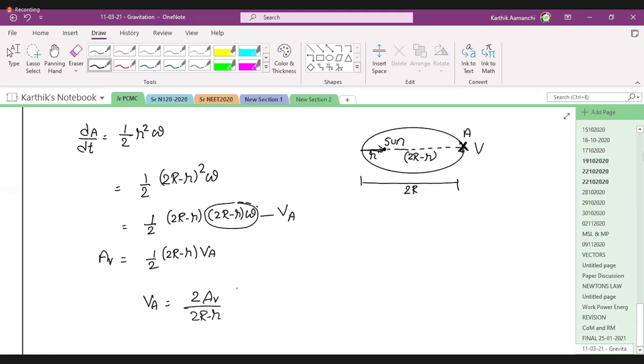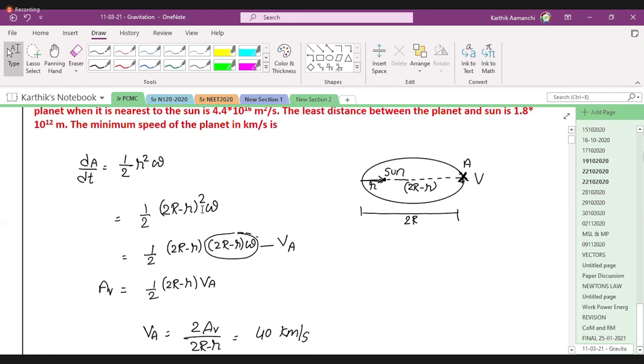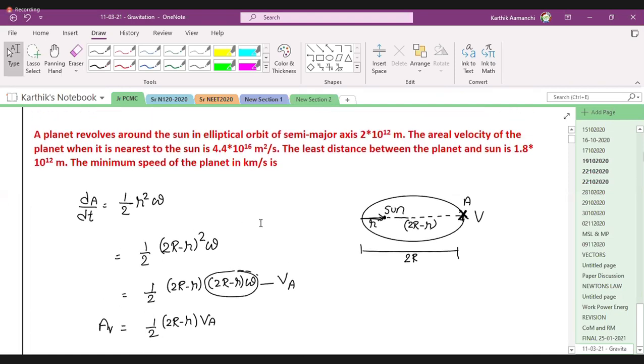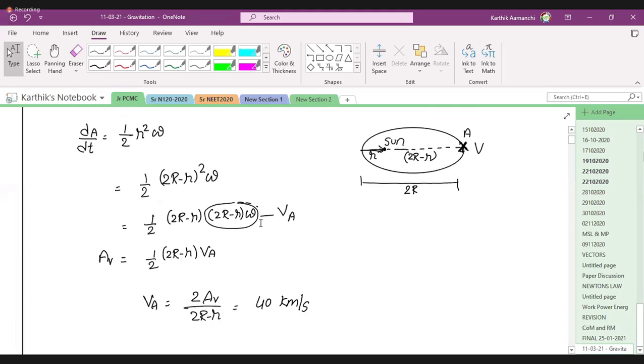Understood? So is it 40 kilometers per second? Just per second, yes. Understood the concept? Yes, sir. Shall we go to the next question?